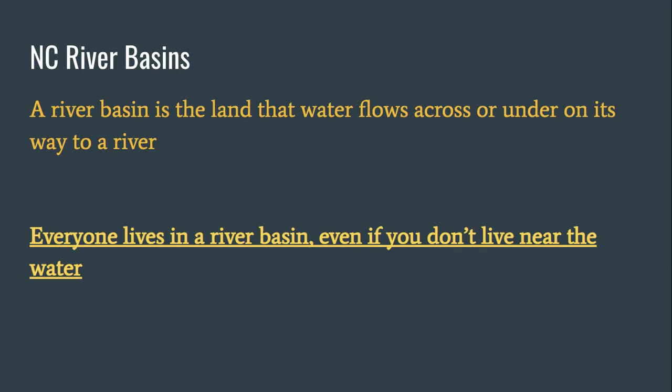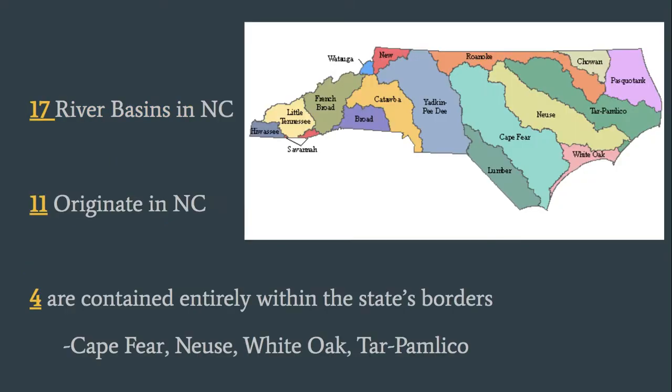Okay, all that water eventually drains to the Mississippi River. So a lot of people can influence it even if they're not nearby. All right, so here's some funsies facts about river basins in North Carolina. There are 17 total. Do I need you to remember them? Absolutely not. That would be silly.